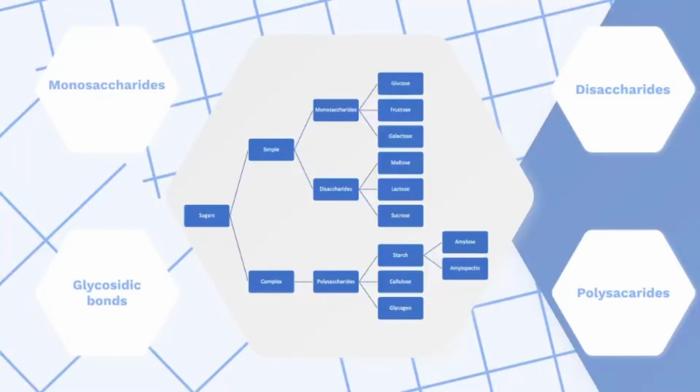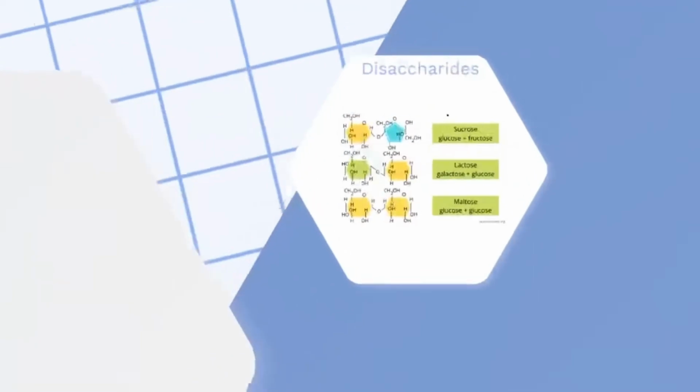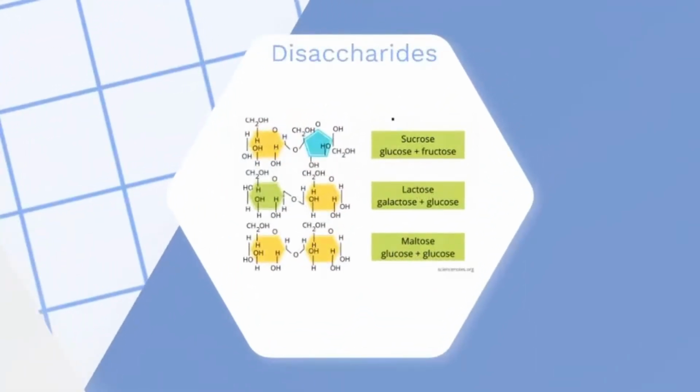So an example of a hexose sugar is glucose, and an example of a pentose sugar is ribose. When 2 monosaccharides come together, we call the resulting molecule a disaccharide. We then call both monosaccharides, which contain 1 sugar unit, and disaccharides, which contain 2 sugar units, simple sugars.